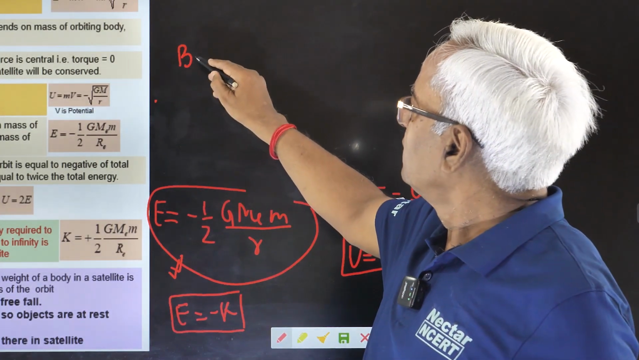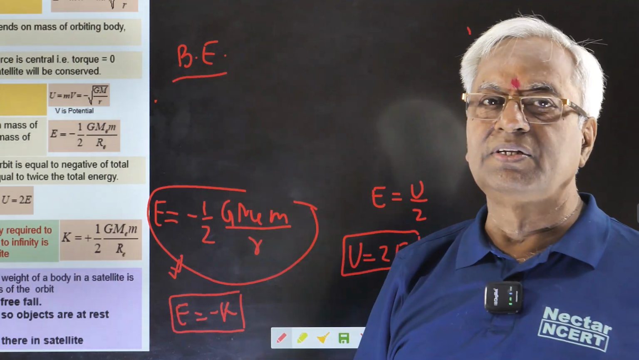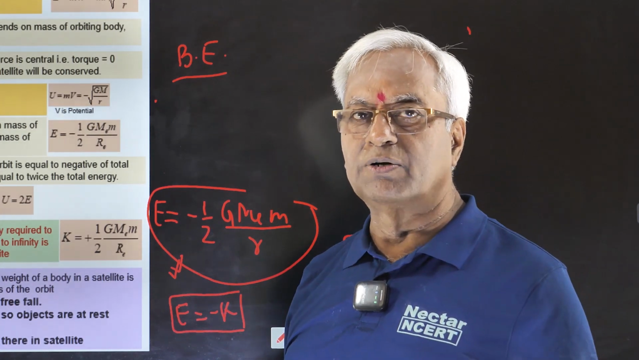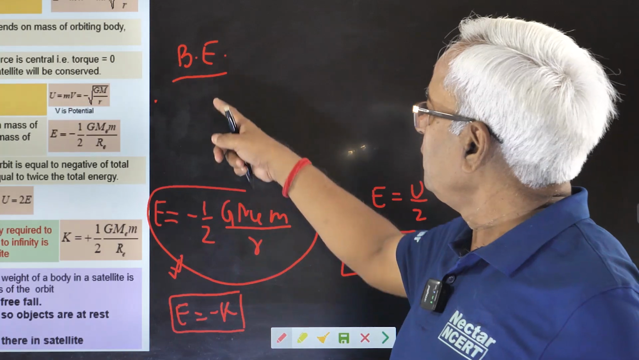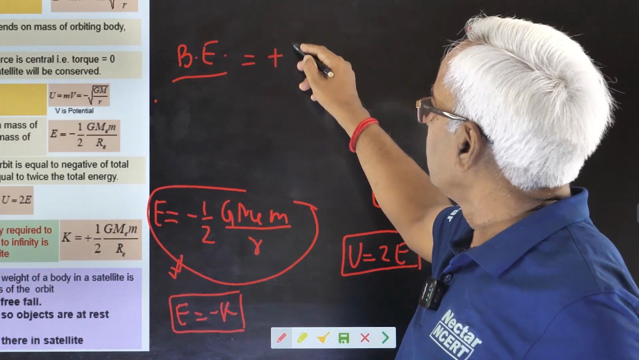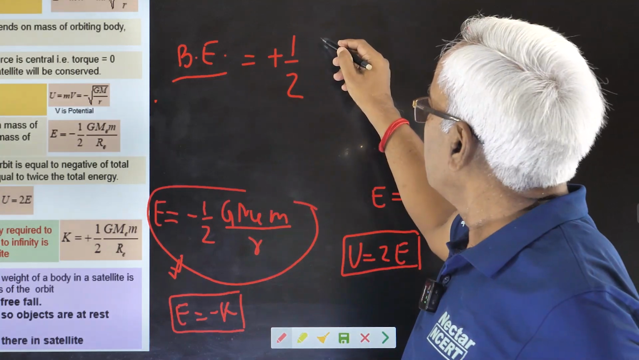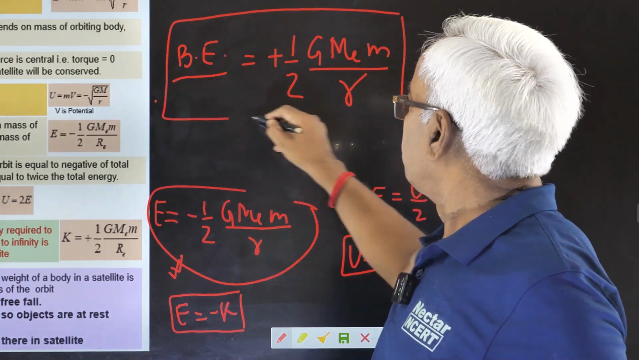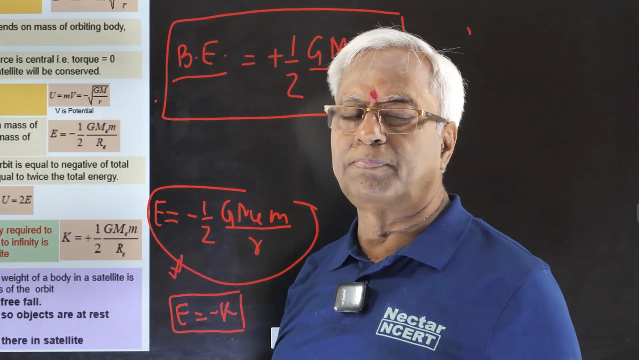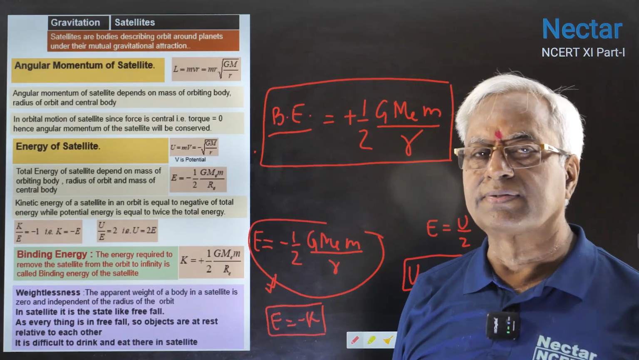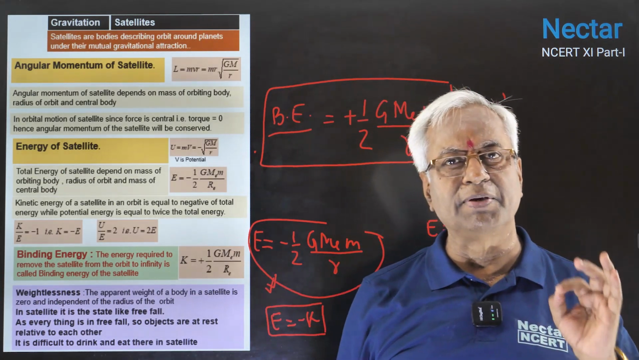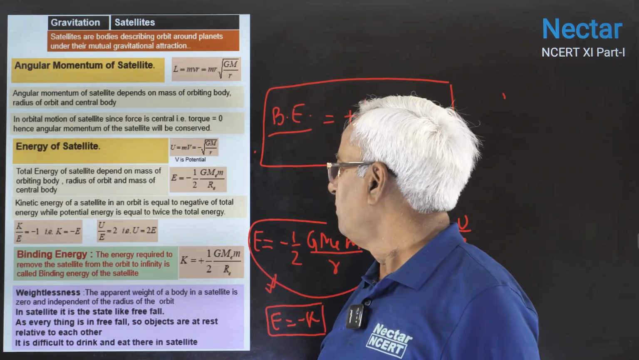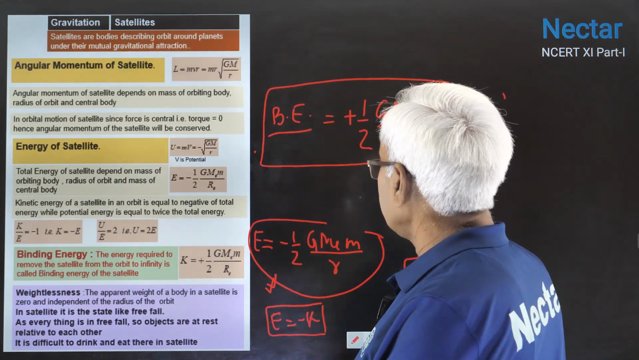So what becomes binding energy? Binding energy is exactly the energy required to make a body free. That goes true for the satellite also. If you give satellite this much amount of energy, exactly same, but with positive sign, this becomes the binding energy of satellite. Once again, I'll repeat that: energy required to make a satellite free from the orbit. It simply means that it will escape now because it has become free. Now, we have discussed regarding energy in detail.